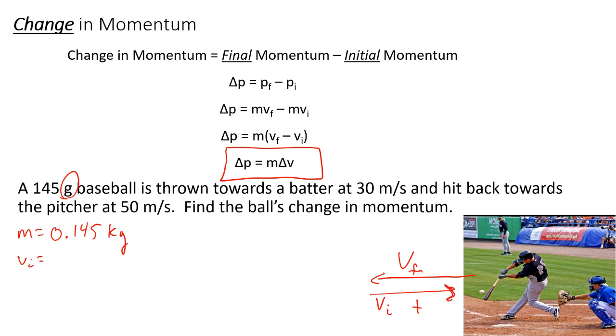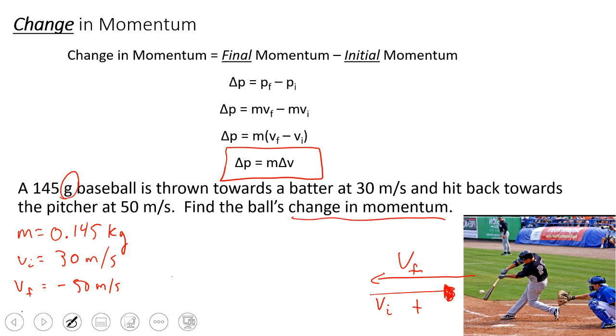So my positive direction here is going to be to the right. So my initial velocity would be positive 30 meters per second. My final velocity then would be negative 50 meters per second. And what I'm looking for is change in momentum. So I'm just going to put delta P here as my unknown.